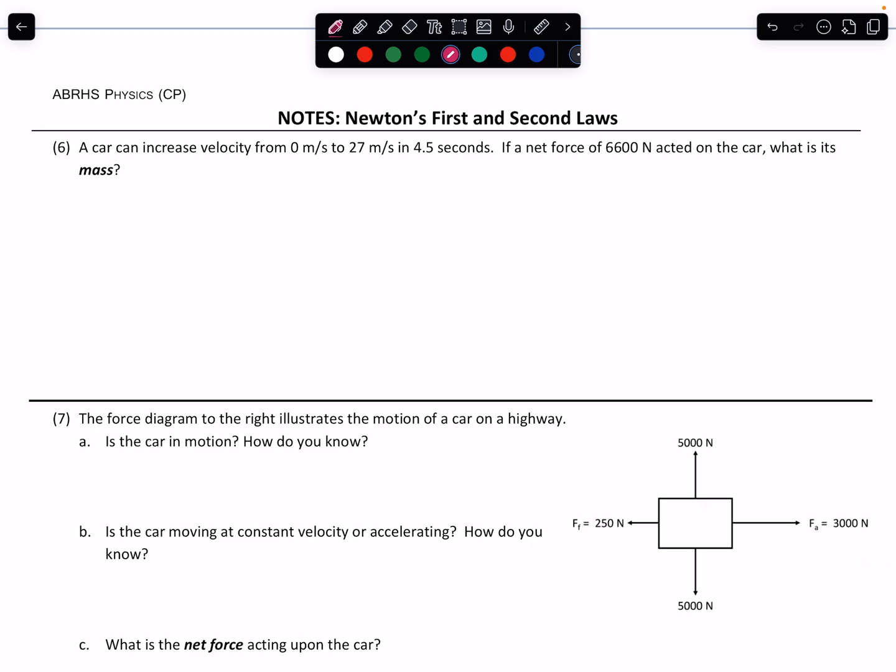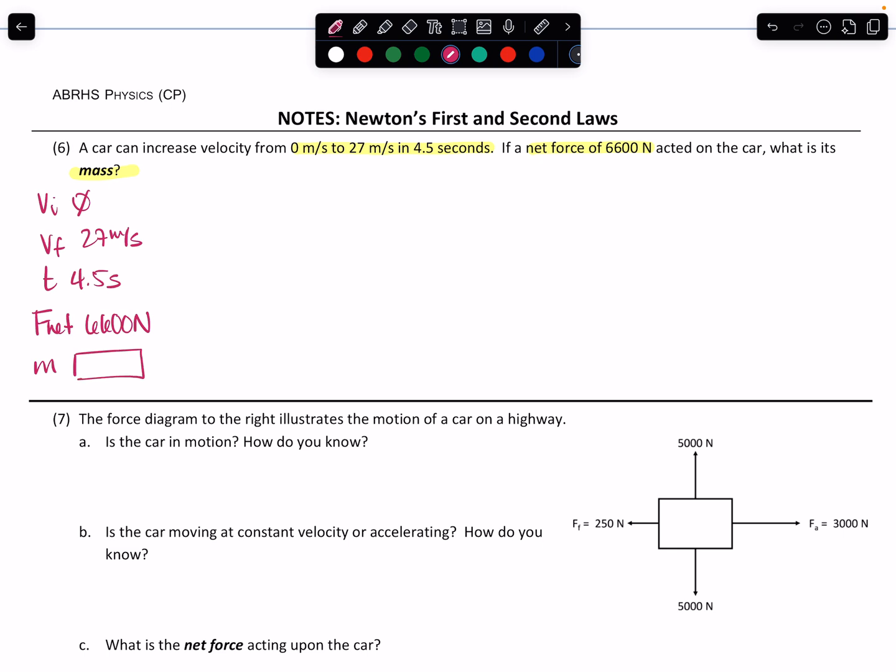Number 6 has a car that increases its velocity from 0 to 27 meters per second in 4.5 seconds. It has a net force of 6,600 newtons acting on the car. What is its mass? So let's start with what we know. We have an initial velocity of 0, a final velocity of 27, a time of 4.5 seconds, and a net force of 6,600 newtons. The question is, what is the mass?